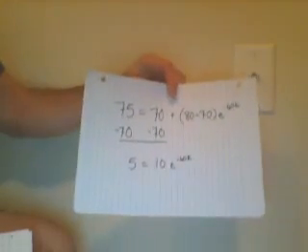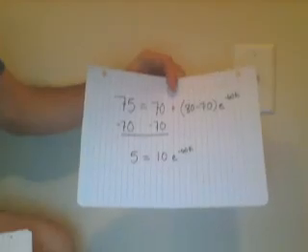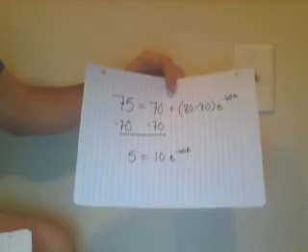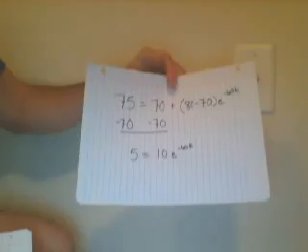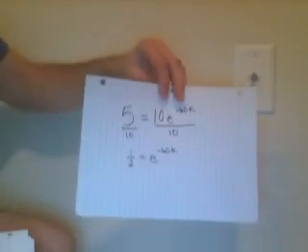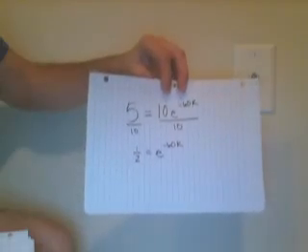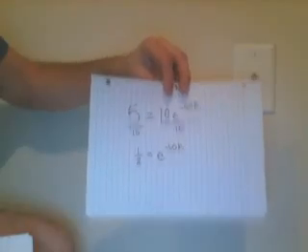Now we're going to start solving. First thing we do is subtract 70 from both sides, and we can also subtract the numbers in the parentheses together. So 75 minus 70 equals 5, and 5 equals 10 times e to the negative 60K. We will then divide both sides by 10, and that gives us 5 over 10, or 1/2, equals e to the negative 60K.